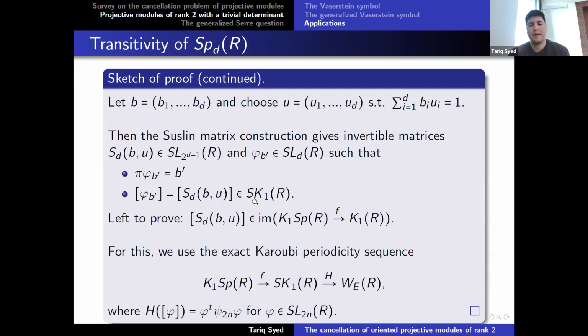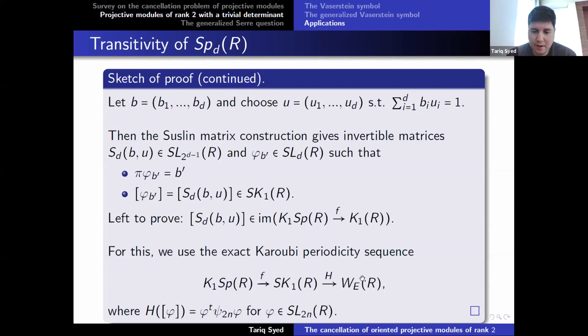And then, well, I'm trying to shorten this. What is left to prove is that the Suslin matrix, or equivalently this class of phi B prime, is in the image of the forgetful map, as I wanted to show. And we use this Karoubi periodicity sequence. This sequence is exact.